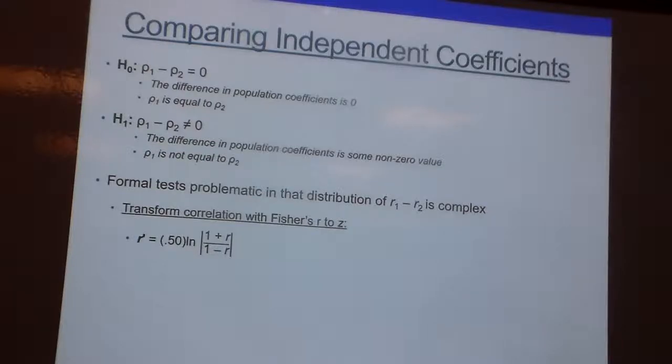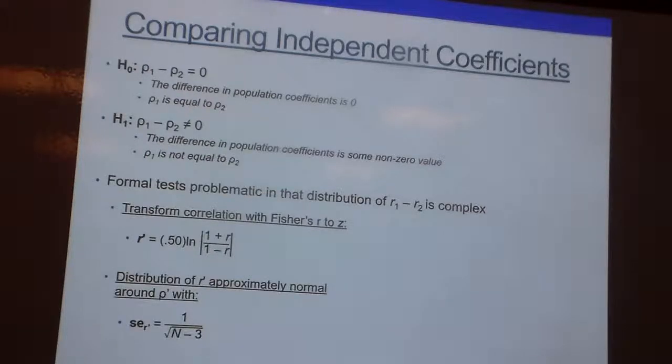I'm going to do the same thing for my second correlation. And then once I've got my r prime, now I have something that follows a standard distribution that I can work with. And so I can calculate a standard error for r prime by taking 1 over the square root of the number of people in the sample minus 3. Okay.